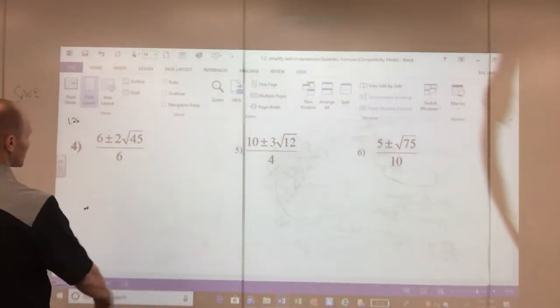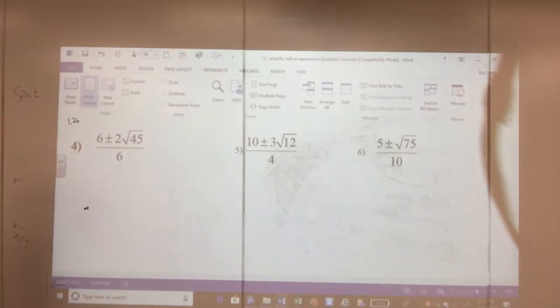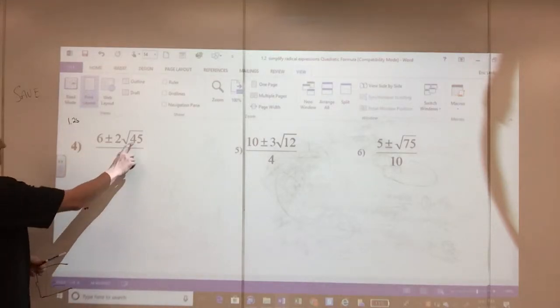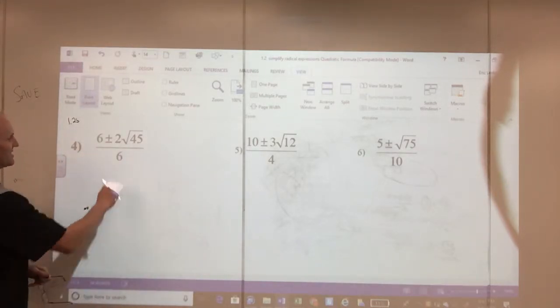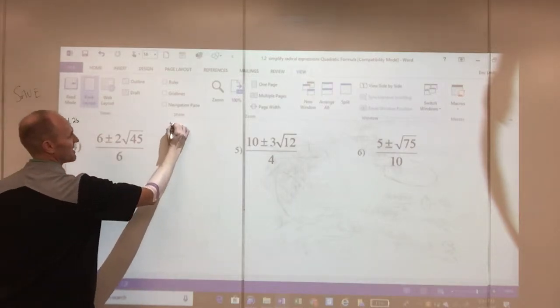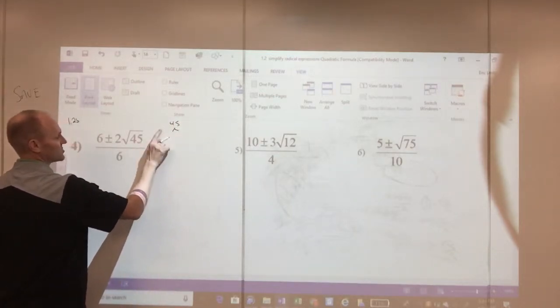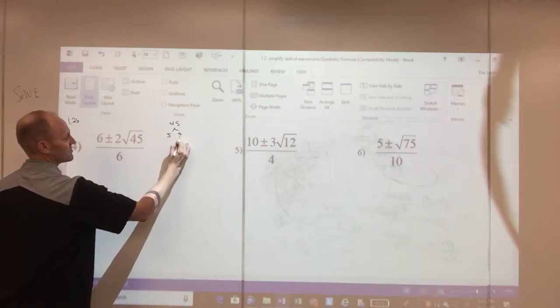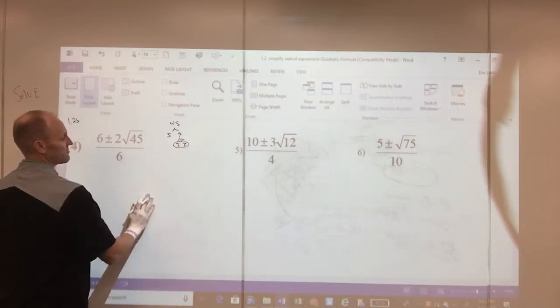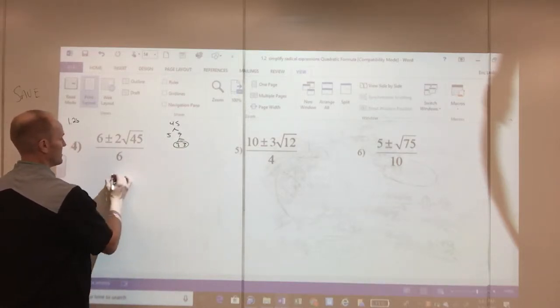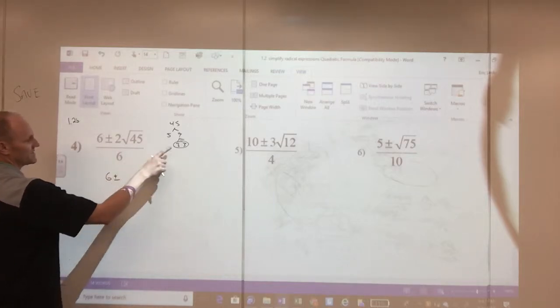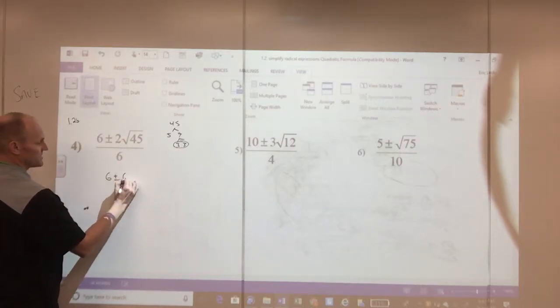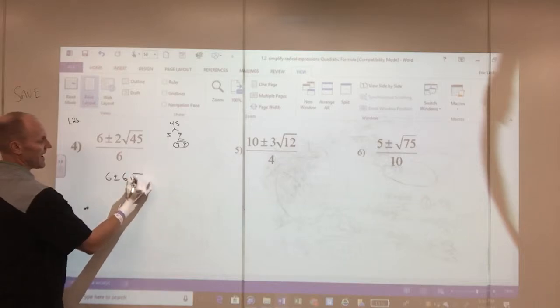All right, I have 3 more examples I'd like to go through just in case you're struggling with this. So example 4 now, I've got this square root 45 here. I've already got a 2 on the front. The square root 45, so if I do my tree, that would be 5 times 9. This would be 3 times 3. So see, I can pull that 3 out. So what I end up with is 6 plus or minus, now it's 3 times 2, which would be 6, square root 5.